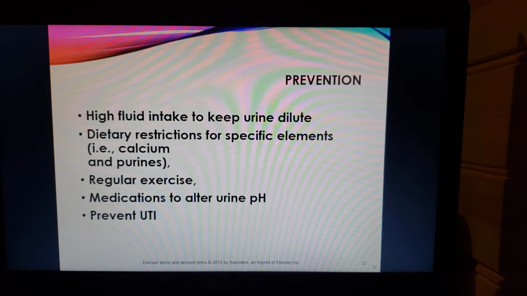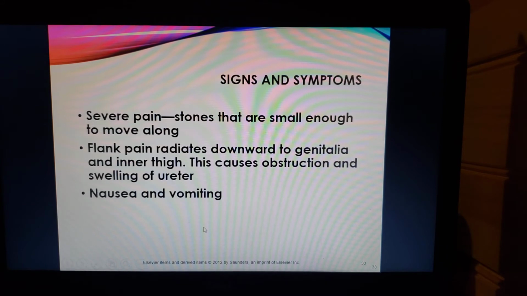For the purines, we want to teach the patient to avoid organ meats, liver, kidneys, most meats, as well as sardines, scallops, and most of your seafoods, which can lead to high purines, which can lead to stones. We want to encourage the patient to have a regular exercise program. They may need medications to alter urine pH, such as the cranberry pills that they could take. And we want to implement measures to prevent UTIs.